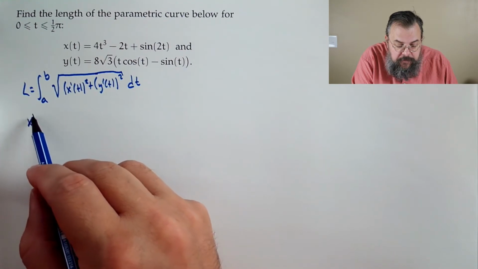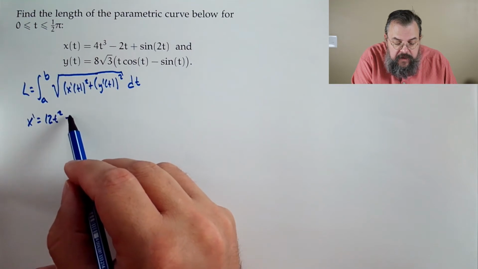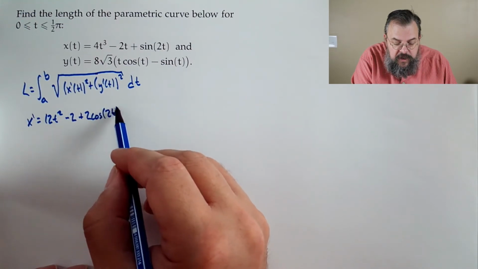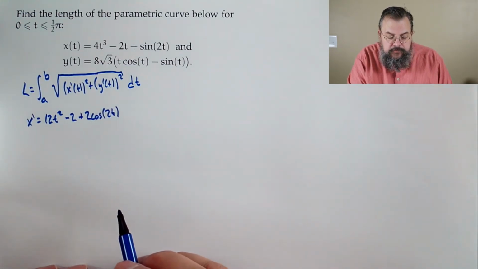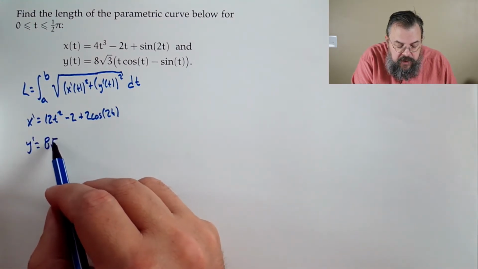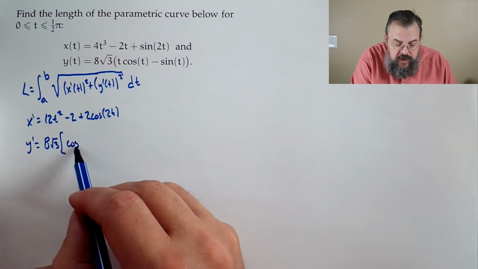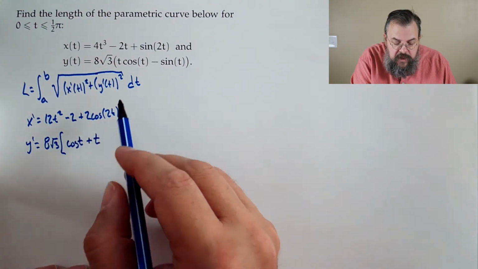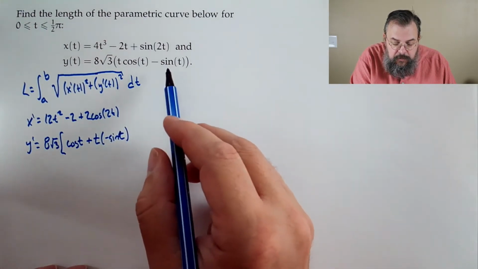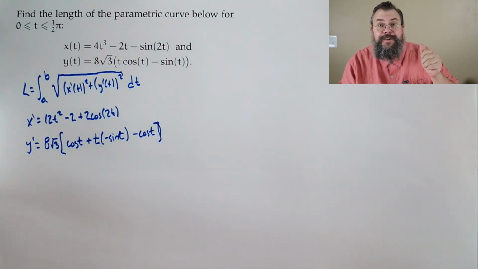Let's first find x prime. So that would be 12t squared, and then minus 2, then plus 2 cosine of 2t. Okay, how about y prime? Well, there's a factor of 8 root 3. We can just pull that out and then take the derivative here. Derivative of the first times the second, cosine t. Then plus t times the derivative of cosine, negative sine. And then minus derivative of sine. Well, that's minus cosine.